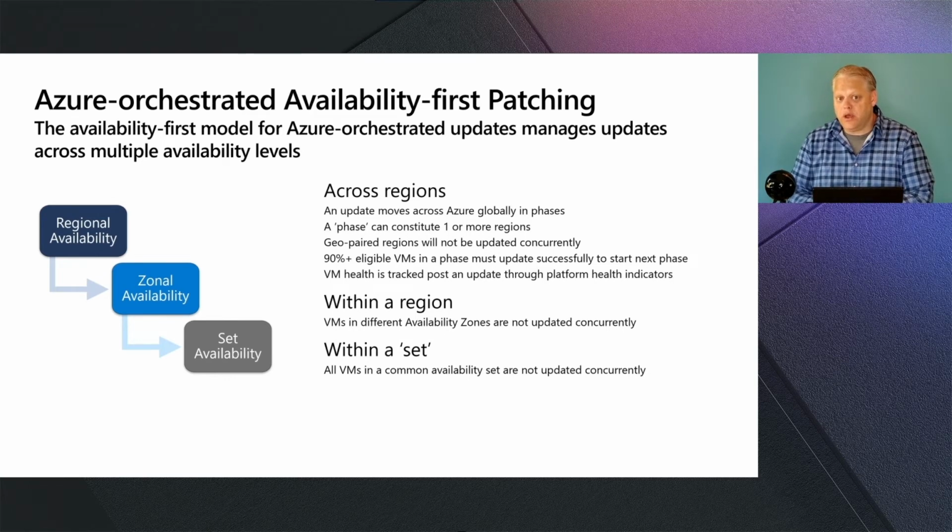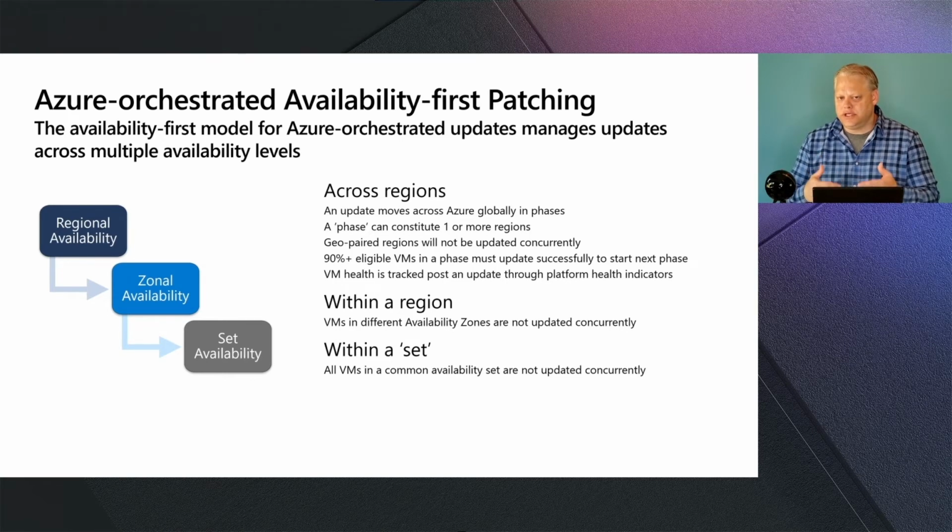And so if you're running your Windows virtual machines in an availability set, we will update only one fault domain or update domain of the availability set at a time, so that the update does not take down all of the instances in the availability set at the same time. Again, monitoring for health, monitoring for success.